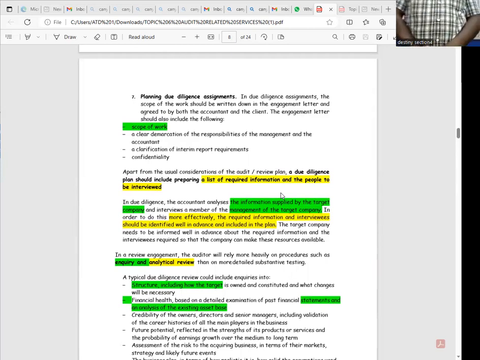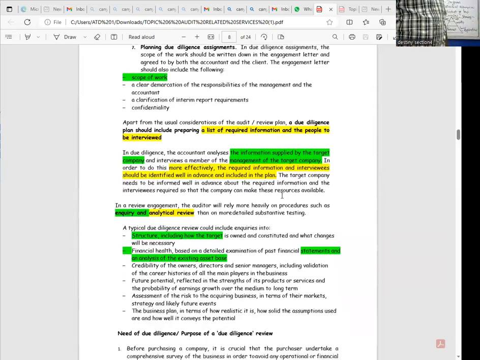Apart from the usual considerations that the audit or the review plan has, a due diligence plan should include preparing a list of the required information and the people to be interviewed. In due diligence, the accountant analyzes the information supplied by the target company and interviews the members of the management of the target company. In order to do this more effectively, the required information and interviews should be identified well in advance and included in the plan. The target company needs to be informed well in advance about the required information and the interviews required so that the company can make the resources available.